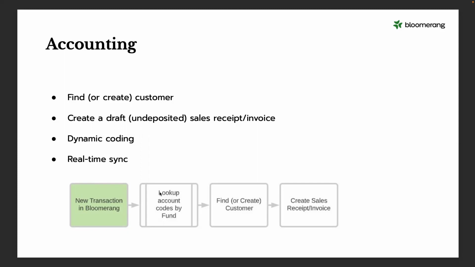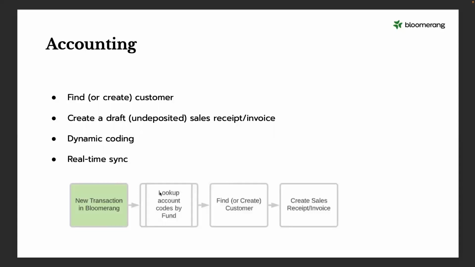Again, these lookups and conversions are functionality that we are going to talk about in the Zapier 201 webinar later in July, but it's a great way to be able to translate how something is coded from a development perspective in Bloomerang to what it needs to be coded as in your accounting software for finance purposes.